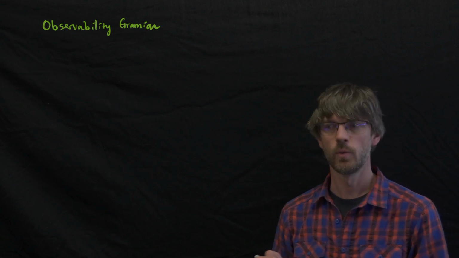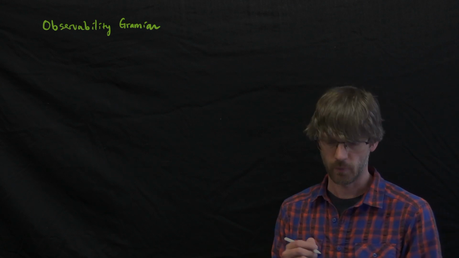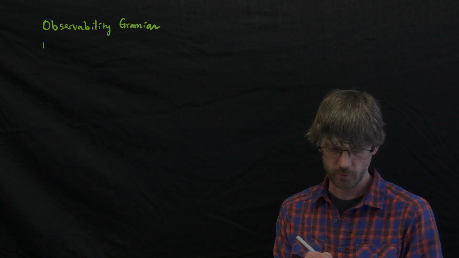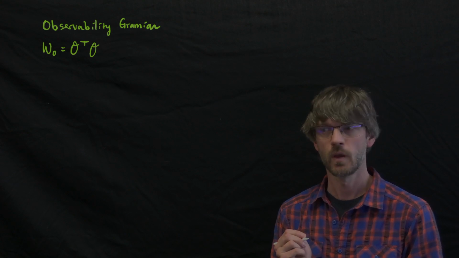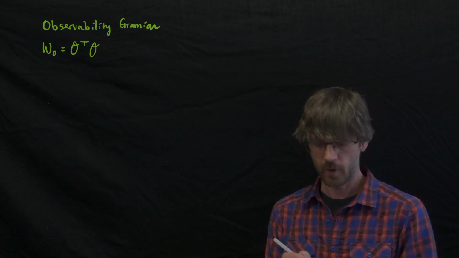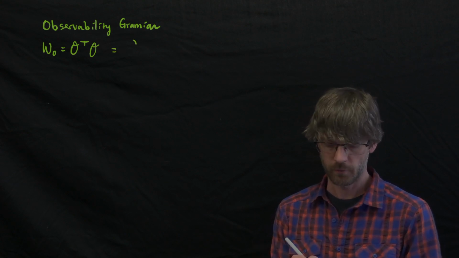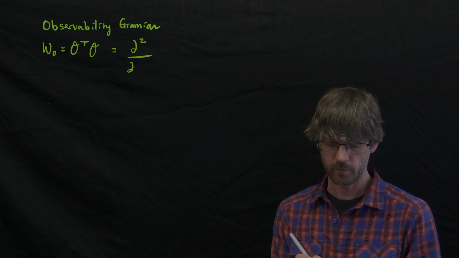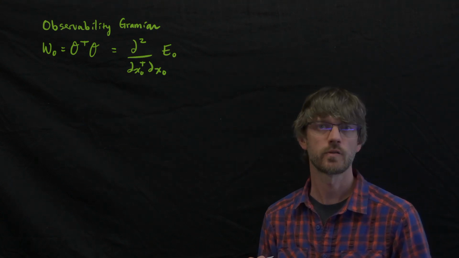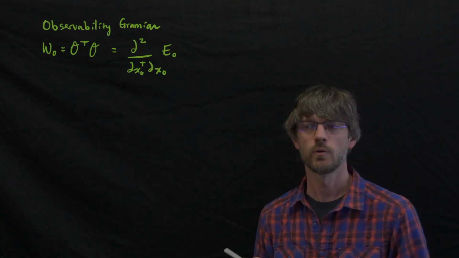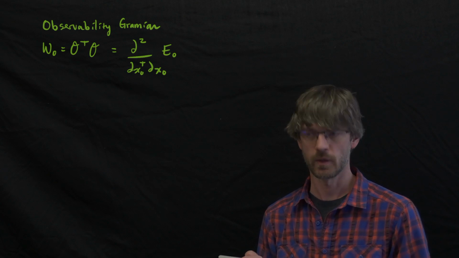So let's start out with writing out the observability Gramian as we've derived in previous lectures. The observability Gramian can be written as the observability matrix transposed times itself. And that comes from, remember, from our previous lecture, the second derivative, or the Hessian, of the output energy, which was the measurements transposed times themselves. So we take the Hessian of that relative to the initial condition.